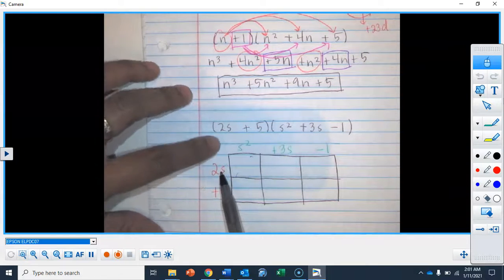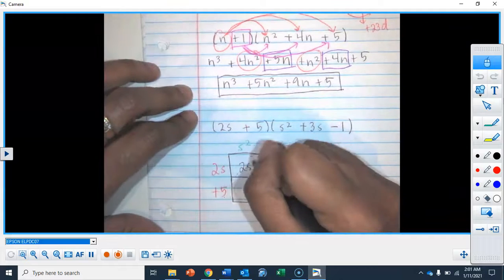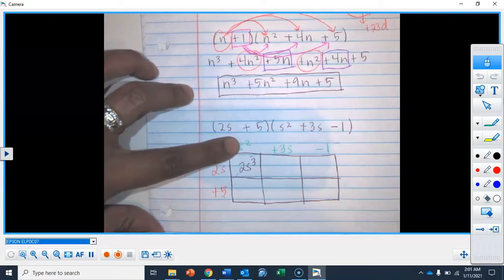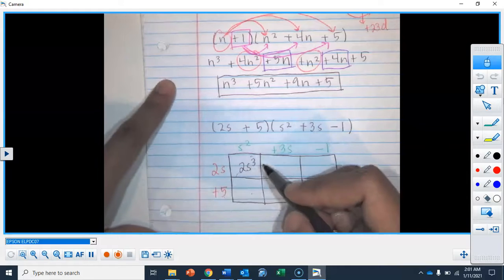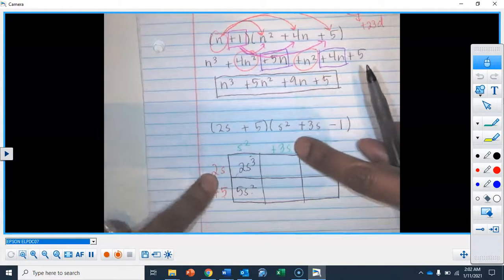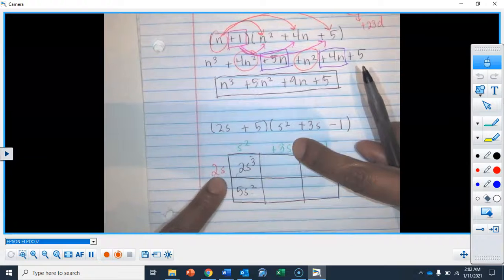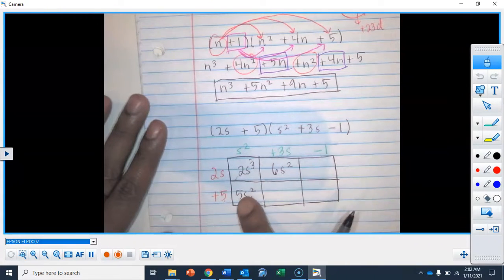Okay, so 2s times s squared is 2s to the third. Okay, s squared times 5, which is, again, you're just multiplying. So this is 5s squared. And then you come here. 3s times 2s is 6s squared. Notice that diagonally, see they match? You're going to combine those two.